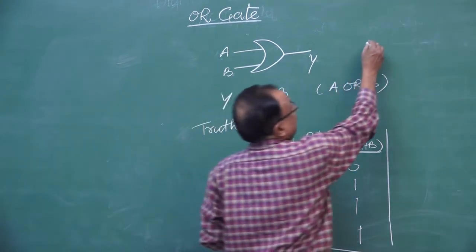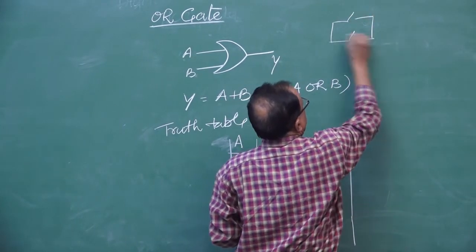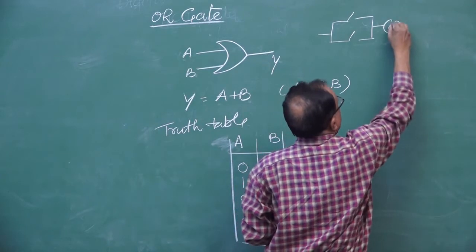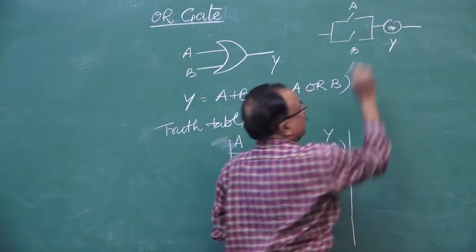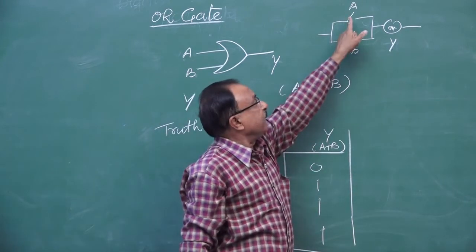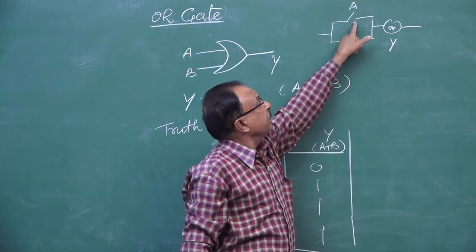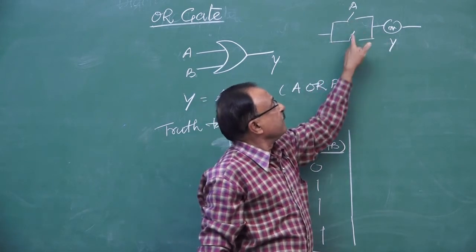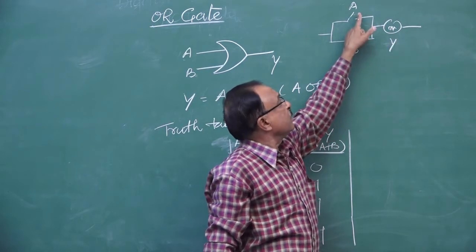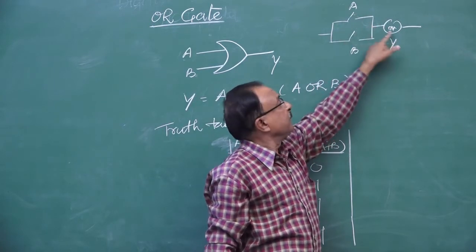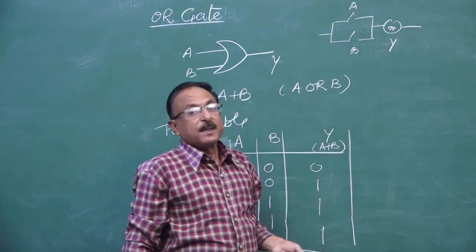It is just like when you connect two switches in parallel, two keys in parallel to the bulb. Switch A, switch B and bulb output Y. When either of the switches is on, the bulb will glow. If you switch on A, the bulb is on. When you switch on B, A is off, then the bulb is on. When you switch on A or B, either of them or both of them, then also the bulb is on. So this is like this.